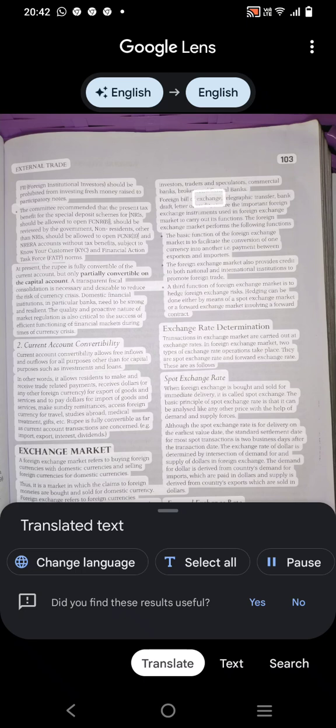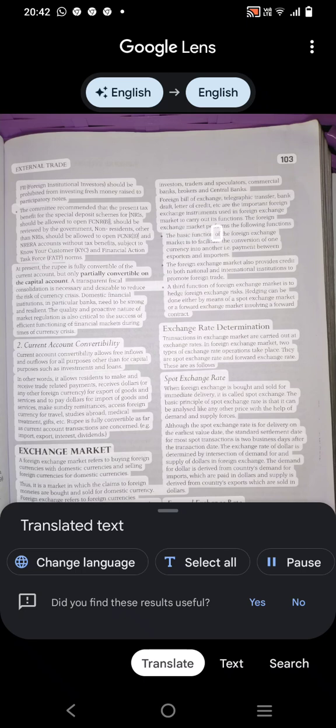Foreign bill of exchange, telegraphic transfer, bank draft, letter of credit, etc. are the important foreign exchange instruments used in the foreign exchange market to carry out its functions. The foreign exchange market performs the following functions.